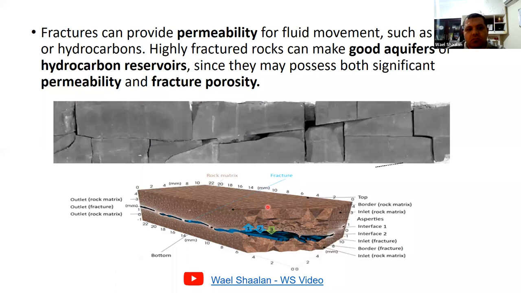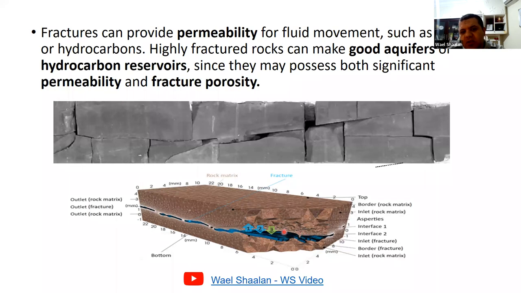So this can be utilized in the oil industry for hydrocarbon production and also for aquifers. So the study of fractures is either for getting water from aquifers or getting oil and gas. Why? Because fractures make permeability, make flow for the fluid.